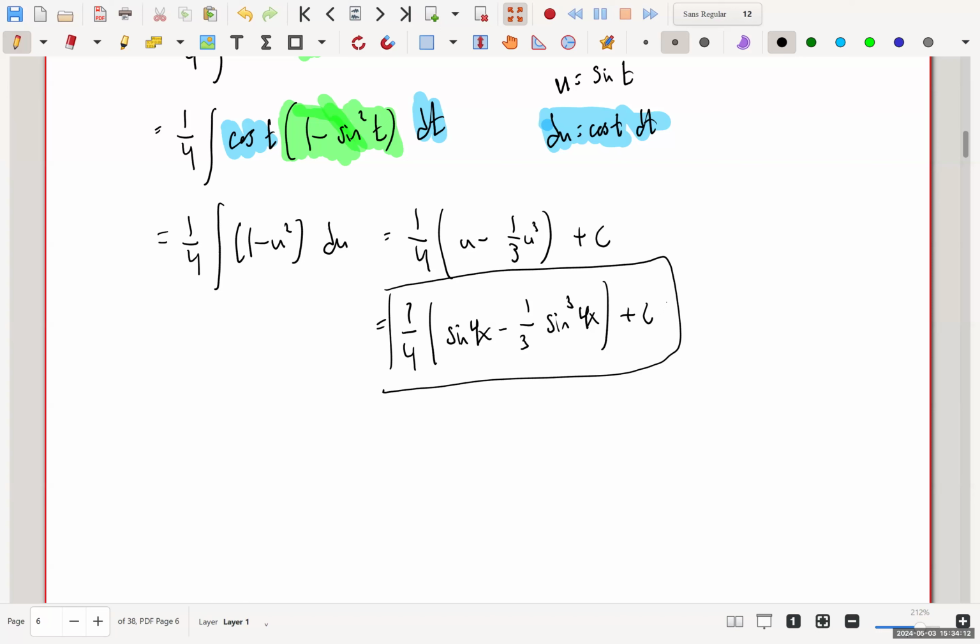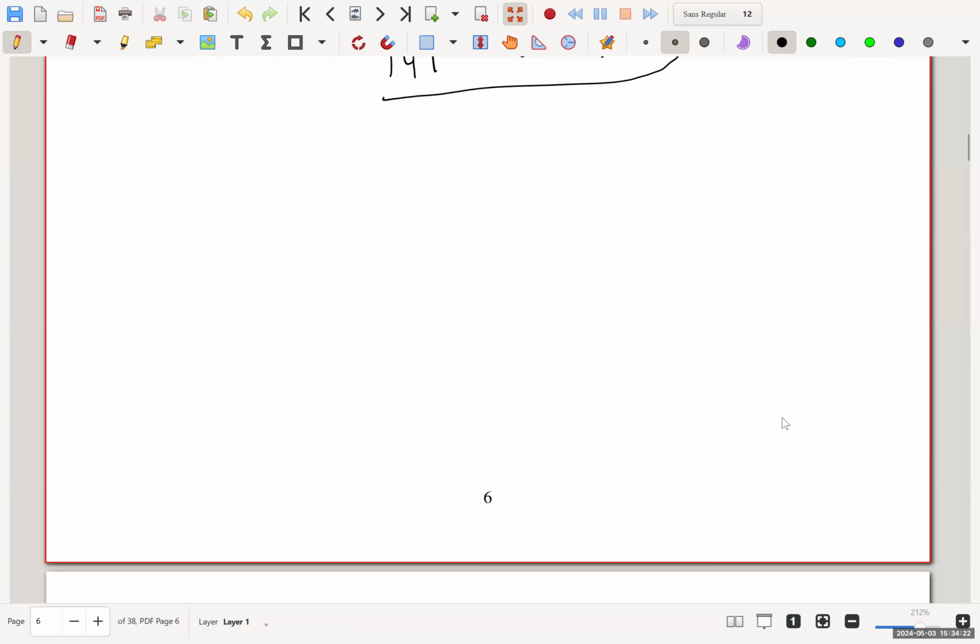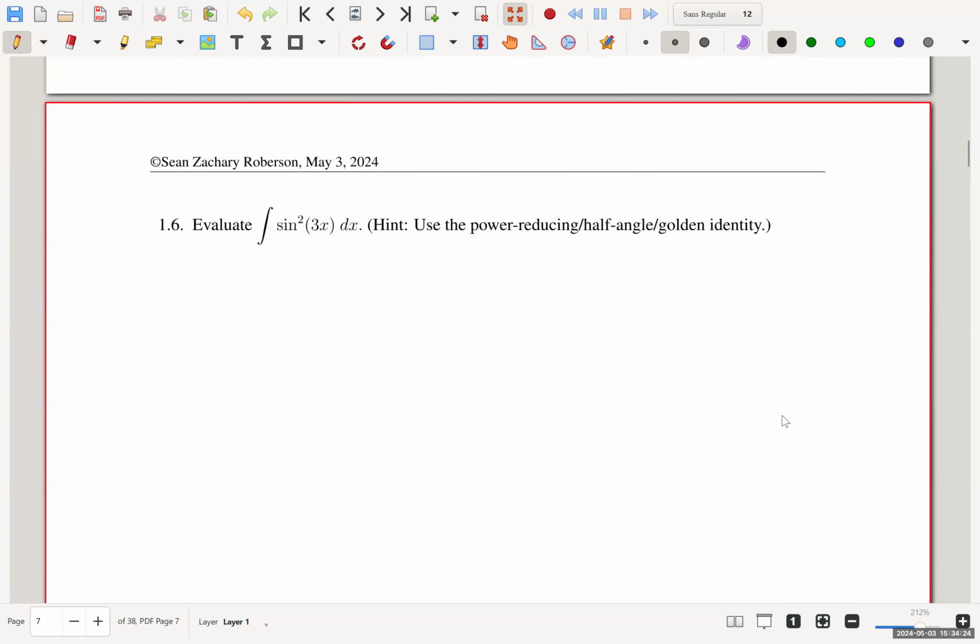So yeah, you've got to be a little careful with those. But yeah, you want to expand, peel away with the odd ones. Now, if you have even ones, like this one, then you have to use the hint here. Sometimes called the power reduction identity, sometimes called the half angle identity, or if you have a certain instructor, he calls it the golden identity. Okay. Power reduction, half angle, golden identity.